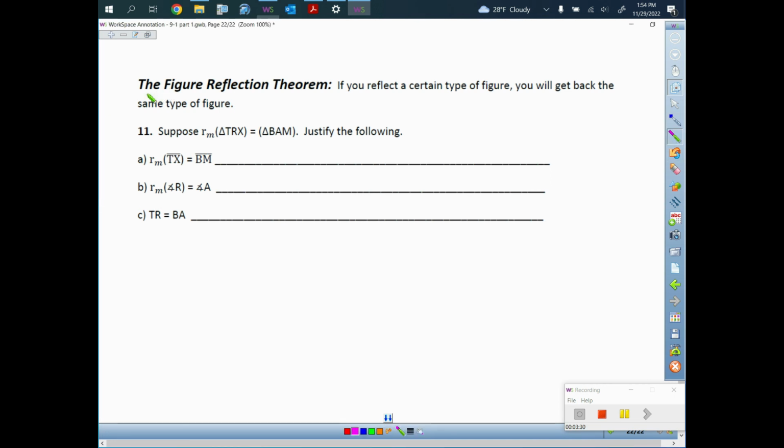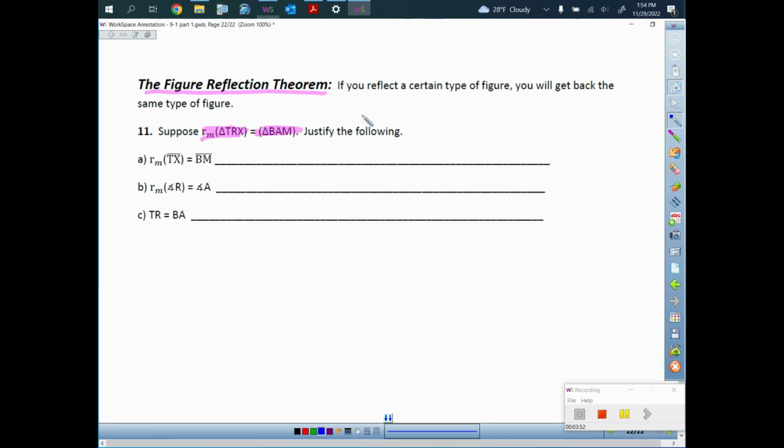So here's a new guy. This little guy's called the figure reflection theorem. A little theorem that we'll use in some justifications. If you reflect any kind of figure, you're going to get back the same type of figure. I hope that makes sense. If I reflect a triangle, I better get a triangle back. If I reflect a segment, I better get a segment back. If I reflect a hippopotamus, I should get a hippopotamus back. So if you see here how they reflected a triangle and got back another triangle, that makes sense.